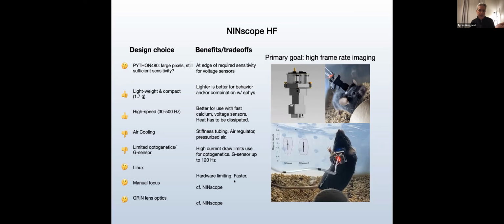But the trade-offs here in this design were that, given that we are drawing more current for the higher frame rate acquisition, we couldn't use as much current anymore to drive an optogenetic LED probe. And the other thing was at the high frequency acquisitions also, the G sensor data couldn't be written away anymore. So we're limited to combining G-sensor readout and 120 Hertz maximum frame rate for that purpose.